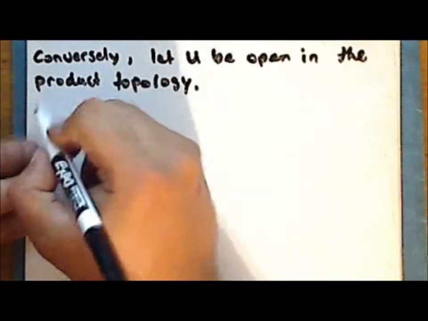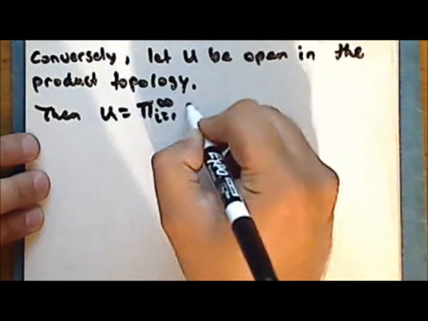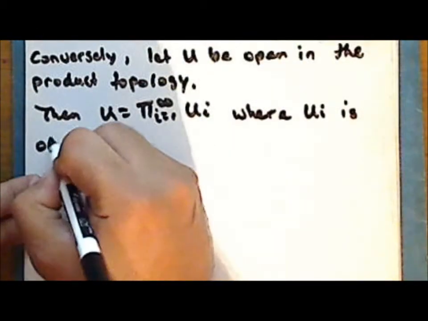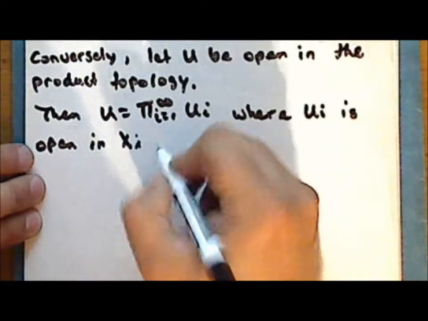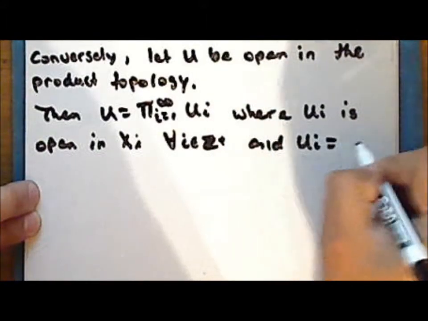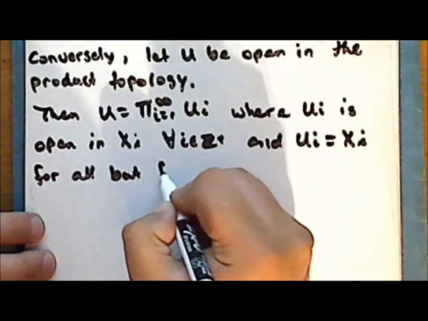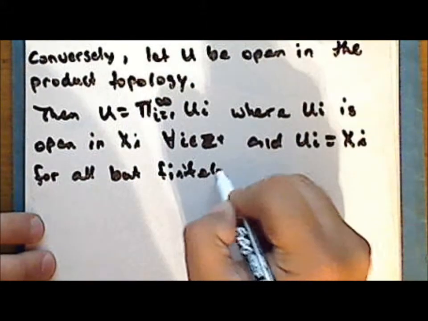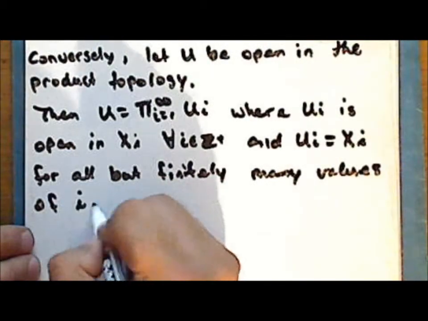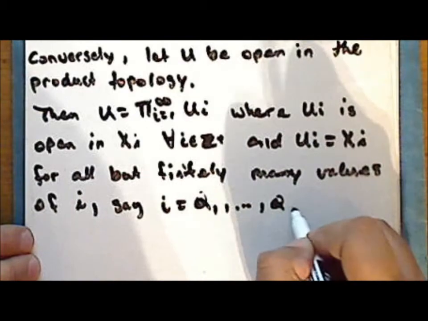Then the set U is a countable product of sets U sub I, where U sub I is open in the space X sub I for every index I, and U sub I is in fact equal to the entire space X sub I for all but finitely many values of the index I, and we will call these values alpha 1 through alpha n.